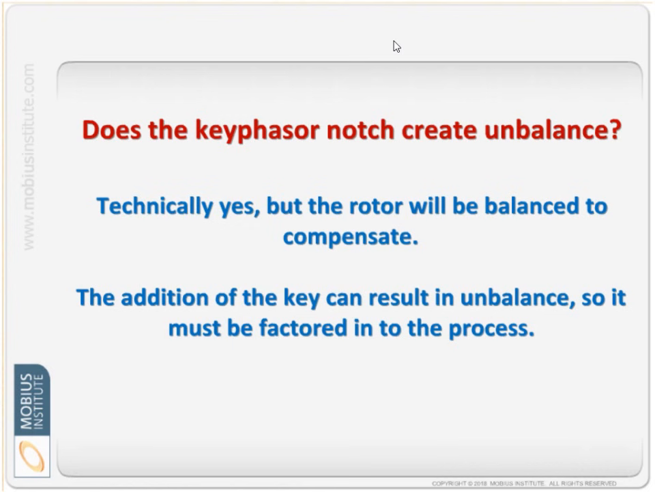On to a totally different topic. Does the key phasor notch create unbalance? Well, technically, yes, it does. It's a loss of mass at that particular point, so it does create unbalance. But when we balance it, that unbalance is compensated, basically. But it is always worth understanding that, yes, it does create unbalance, and inserting the key as we're coupling the shafts together also creates unbalance. So you've got to be careful not to balance a rotor and then use a key that causes unbalance.